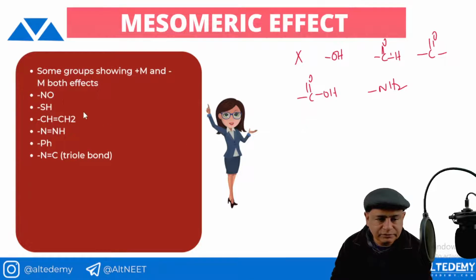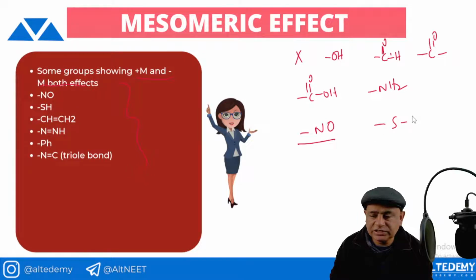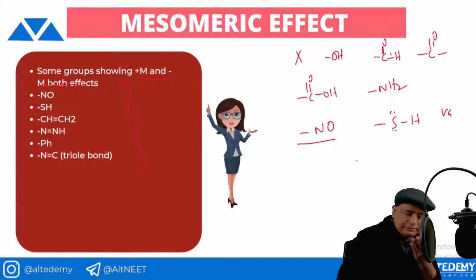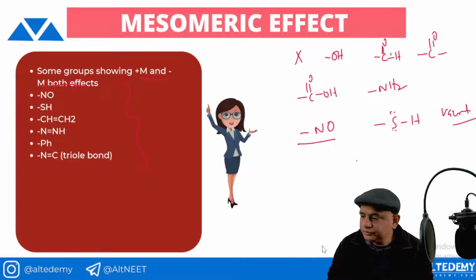Now, moving on. There are some groups which show both the effects, that is plus M and minus M both. There are a few groups. To name some of them, I have mentioned here. NO, it's a group NO. It shows both the effects. SH. It creates both the effects. How come both effects? Look here. It is having a lone pair of electrons. That is the first thing. But secondly, it is having a vacant orbital also. So if it is having a lone pair as well as a vacant orbital, it will show both kinds of effect.